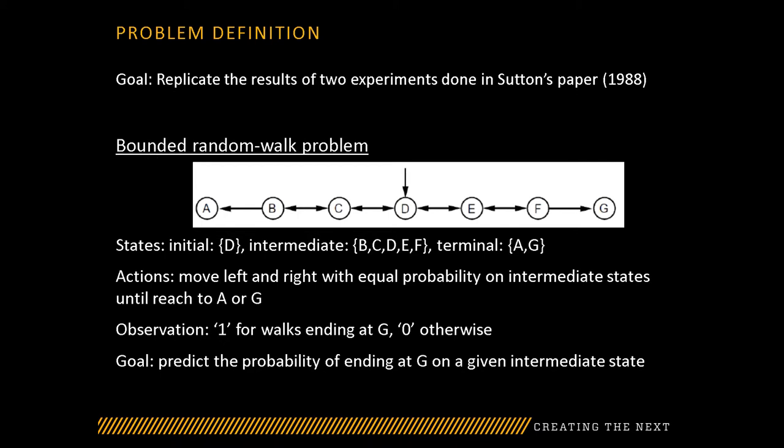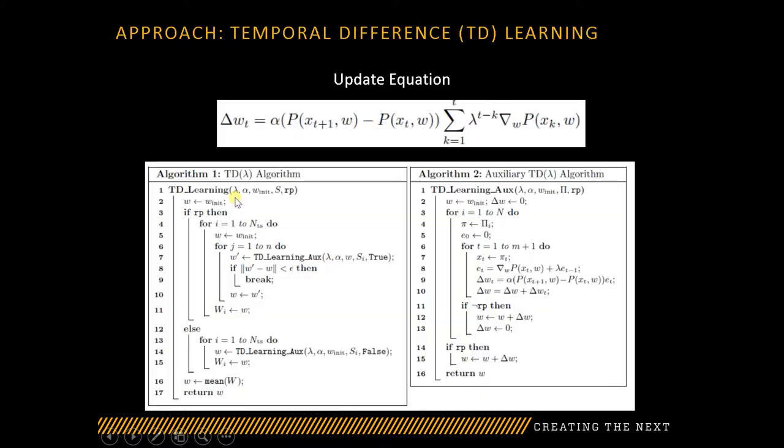Here we have a system of 7 states and it starts on the middle state D and it can move in both directions with equal probability on intermediate states until it reaches either state A or G. If we reach the state G, then we observe 1, or 0 otherwise. Our goal is to predict the probability of ending at G on a given intermediate state.